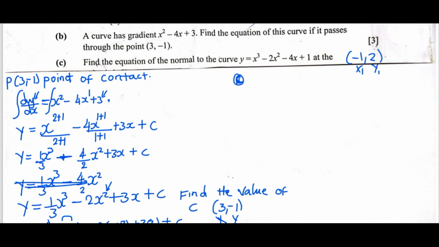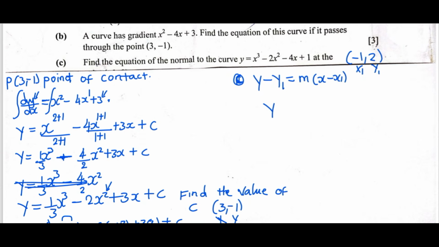Now the remaining part: if we are to apply this formula, y minus y1, we have the value for y1. Gradient, we don't have. x1, we don't have. So what are we going to do to find the gradient? We are first going to find the first derivative of this equation.